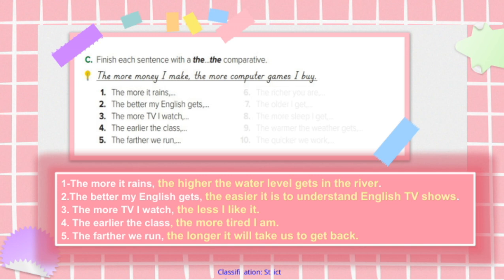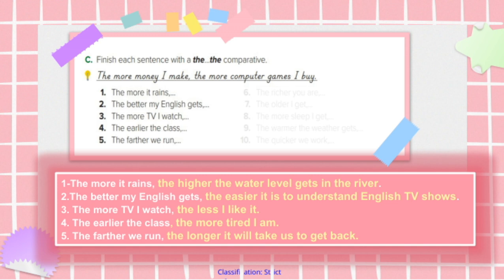Another point is, the more TV I watch, the less I like it. This highlights a common experience. Spending too much time on something can sometimes lead to less enjoyment, which is interesting because it shows that more isn't always better. Then we have, the earlier the class, the more tired I am. This suggests that the earlier start time affects how tired I feel, emphasizing how timing can influence our energy levels.